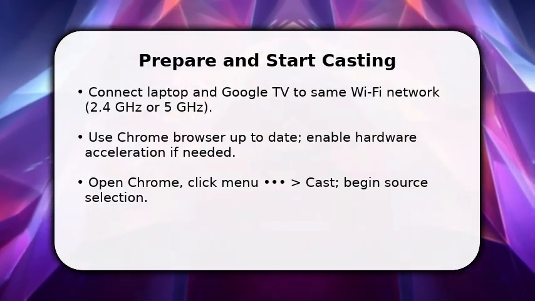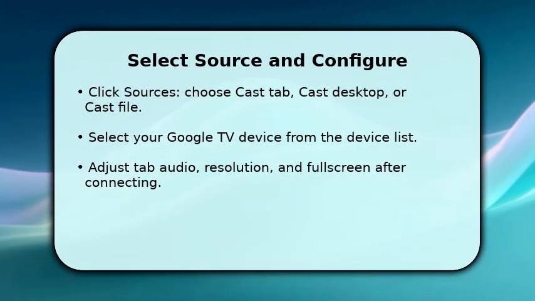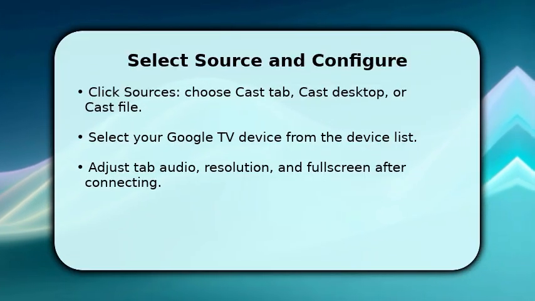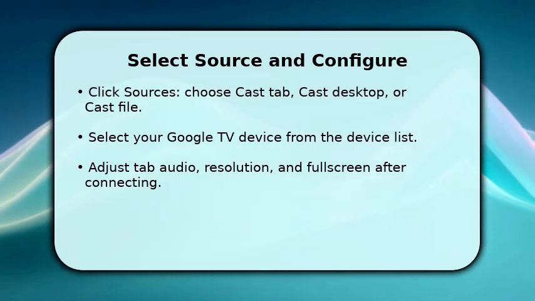Once your TV appears, choose the right source. Cast a single tab for browsers, cast desktop to mirror everything, or cast a file for local video. You pick your Google TV from the device list next. Latency and quality depend on that choice.